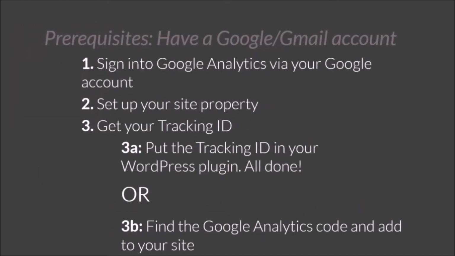So as far as including it on your website and setting up Google Analytics, first off, you want to make sure that you have a Google or a Gmail account. Once you have that done, you'll sign into Google Analytics with that account. You'll set up your site property. Your site property is basically just the landing page for your website. You'll get your tracking ID. And once you get that tracking ID, it's a unique ID for your own website. You'll take that tracking ID and put it into that WordPress plugin. And then you'll be finished and you don't really have to worry about anything else.